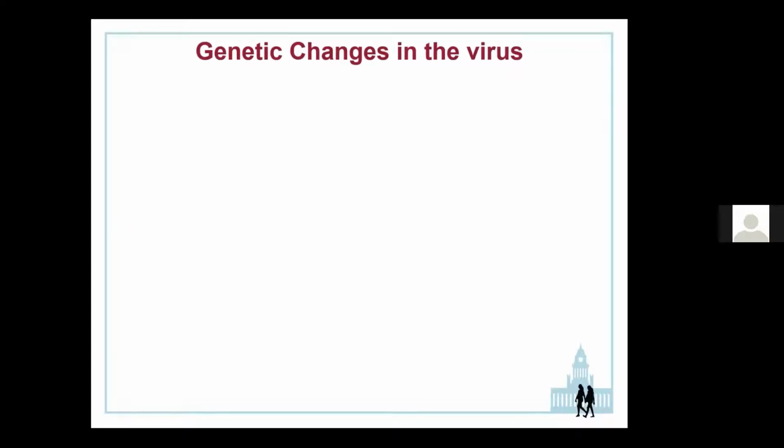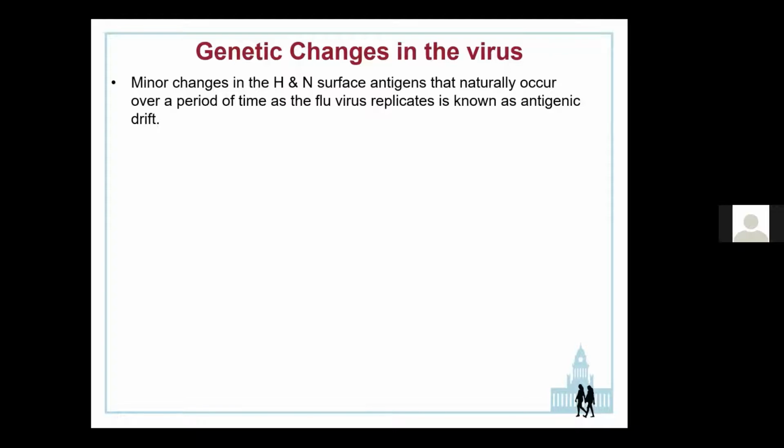What is important to remember, however, is that the flu virus can constantly change and mutate as it replicates. Minor changes in the H and N surface antigens that naturally occur over a period of time as the flu virus replicates is known as antigenic drift. There are usually small changes that to begin with our antibodies will be able to fight off, but when these drifts accumulate over a period of time, the virus becomes antigenically different and the body's immune system cannot recognize the new strain or fight it off.